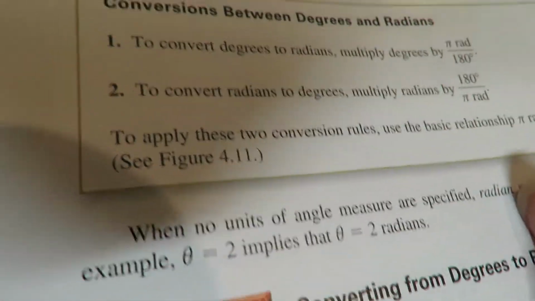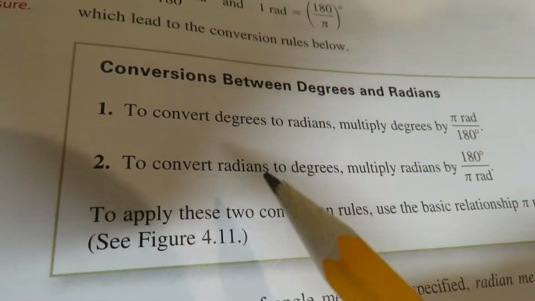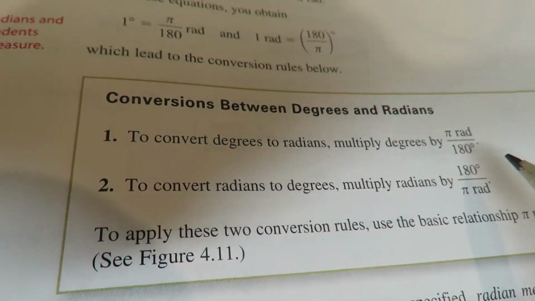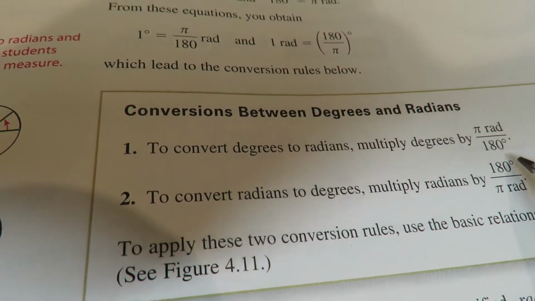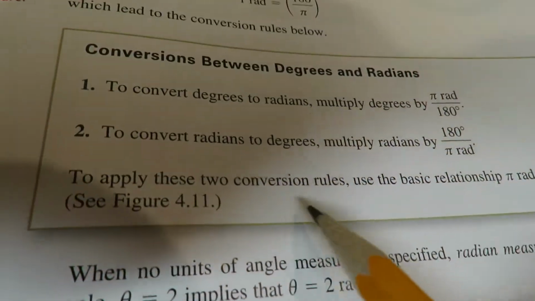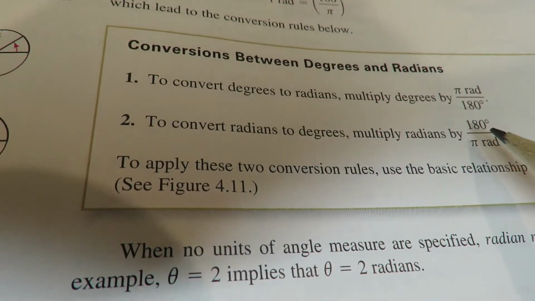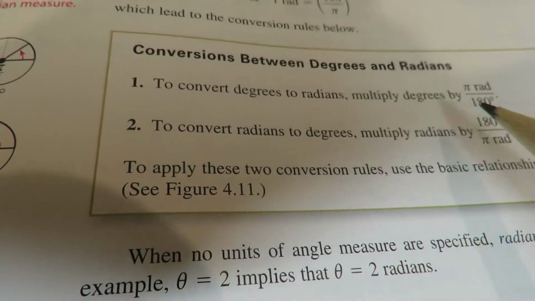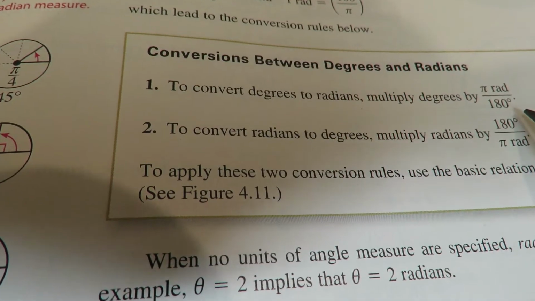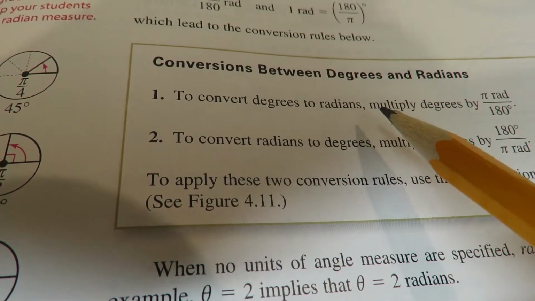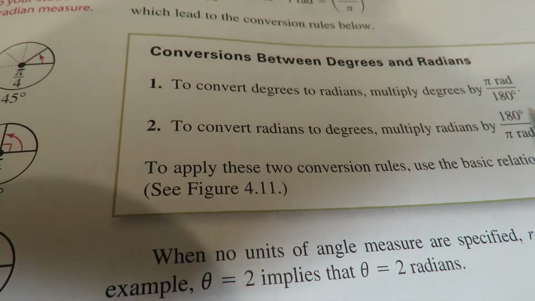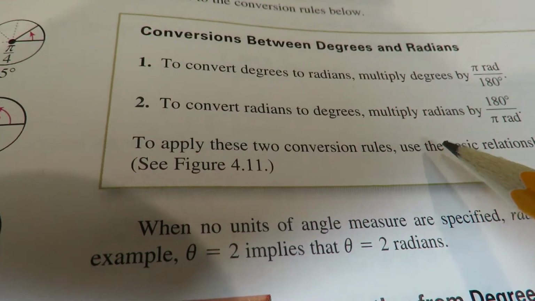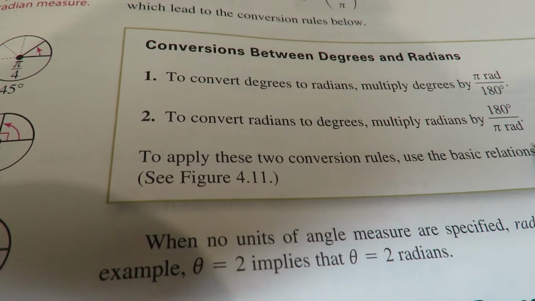on page 263. The general idea is if you're trying to go from degrees to radians, you want to multiply by pi radian over 180. If you're trying to go from radians to degrees, you want to multiply by 180 over pi. So whatever you're trying to get rid of, you want that unit on the bottom. So if you're trying to get rid of degrees, you want to have the degree cancel in the bottom. If you want to get rid of radians, you want the radian to cancel in the bottom, right?